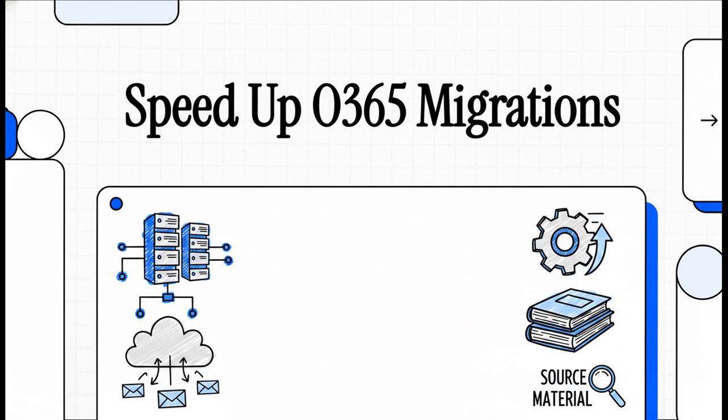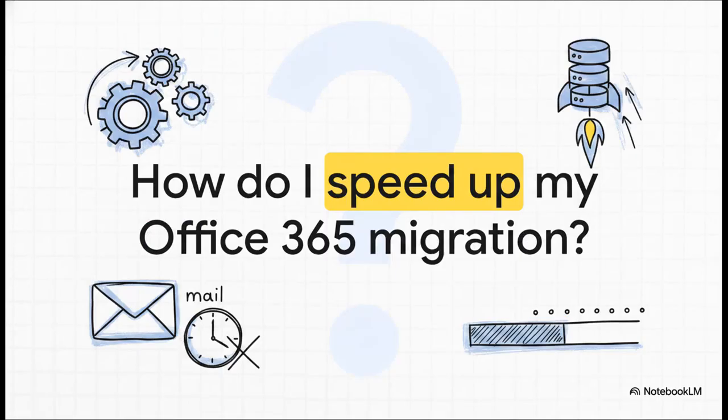Let's jump right in. The material hits on probably the most frustrating pain point of Exchange Online migrations right away. You do all the prep, you click Start, and then you just sit there staring at a crawling progress bar for days. How do I speed up my Office 365 migration, right? It's a question we've all asked while, let's be honest, kind of questioning our life choices. Well, let's look at exactly how the documentation says we can fix that.